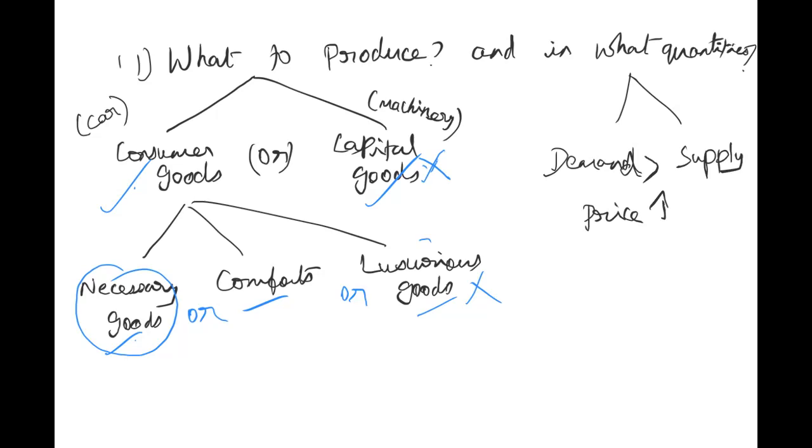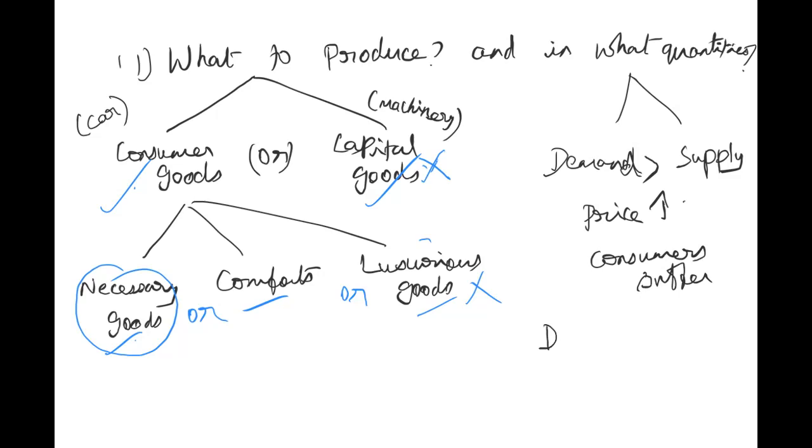If the price of the necessary goods increases, all the consumers in the country suffer, because they are most of the consumers, isn't it? The majority of the people in any country prefer necessary commodities. So if the price of the necessary commodities increases because of the rise in demand, the price increases and they will suffer.